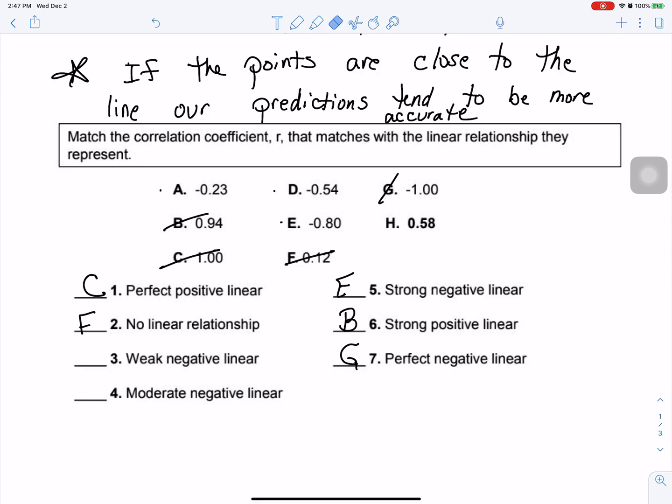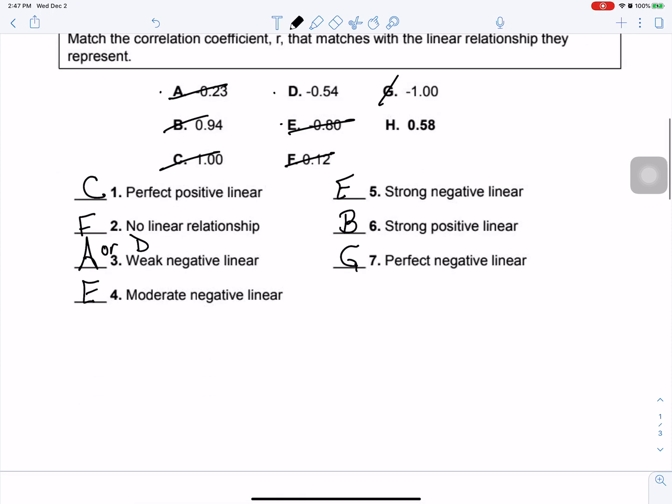Oh, but we have a moderate negative. I missed that one. So we're going to have to put A here for our weak, and then D here. Oh, we could do an E here as well, right? Because we haven't used that one. So let's put E on this one. Just because that's not really a great number, but it would definitely be better than the D. So this one I would say is A or D. I would take either one of those.